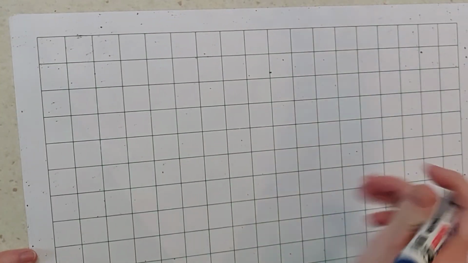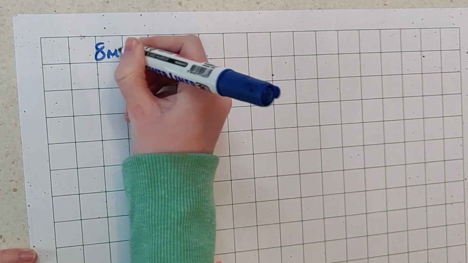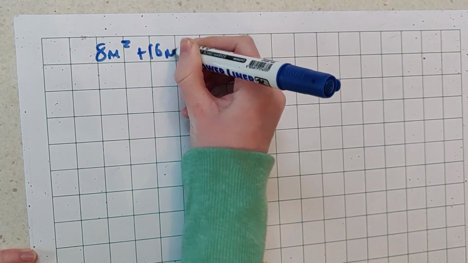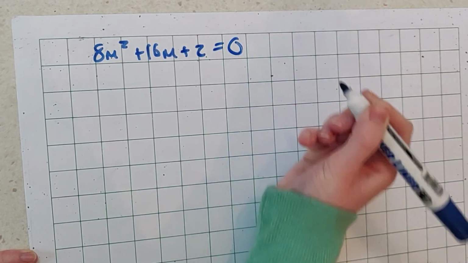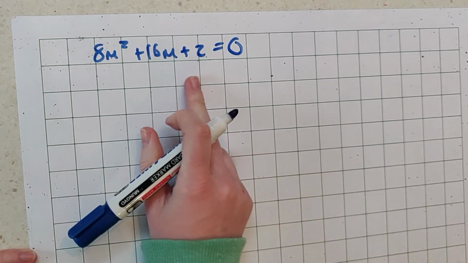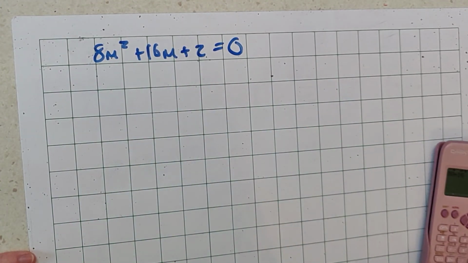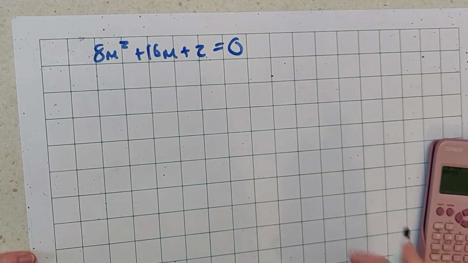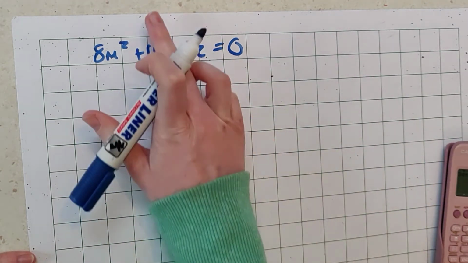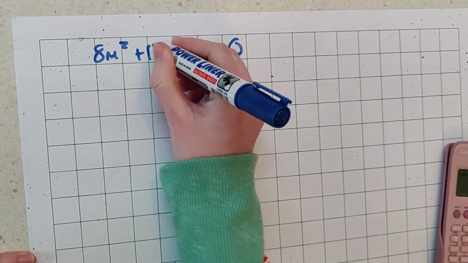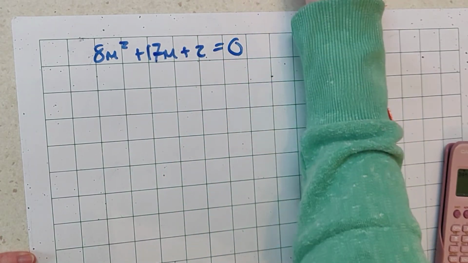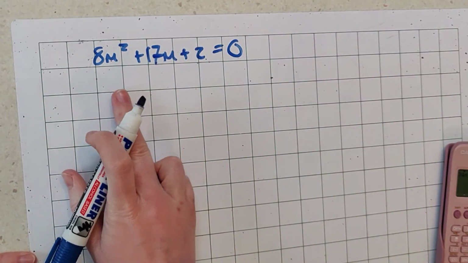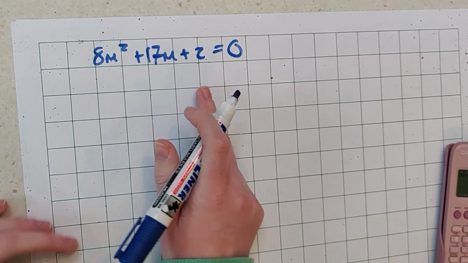Okay, so now we have, again, 8m squared plus 16m plus 2 equals 0. And what I can actually see that I can do again is, 34 divided by 2 is not 16, it's 17. Apologies. So we should have 17 here in the centre. So now we have 8m squared plus 17m plus 2.